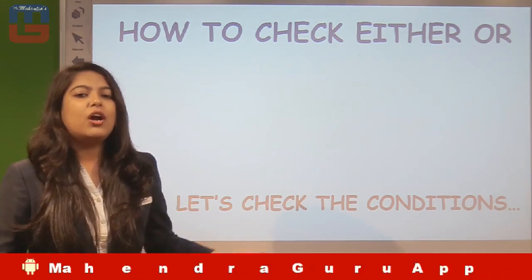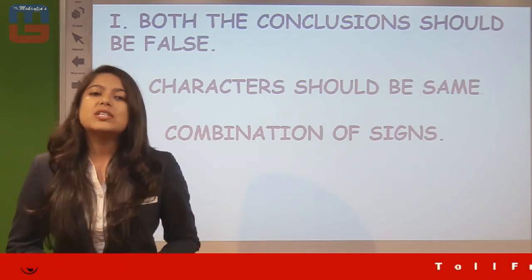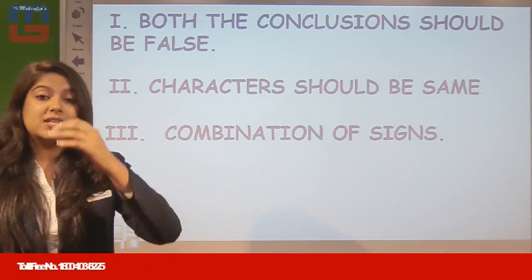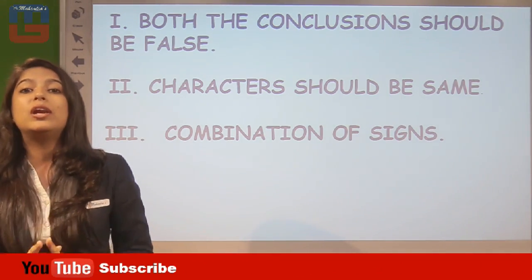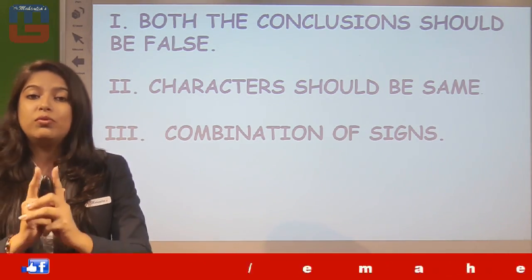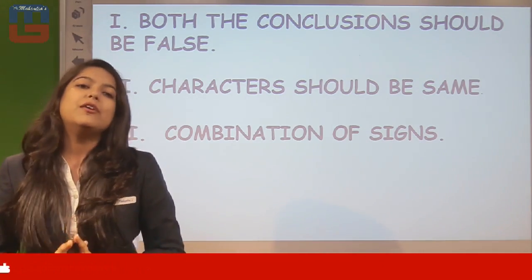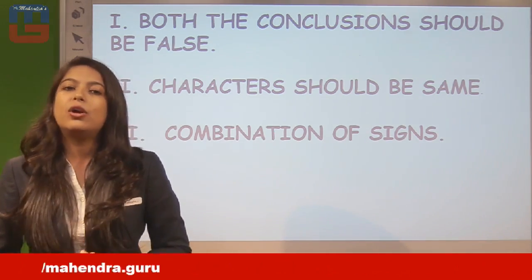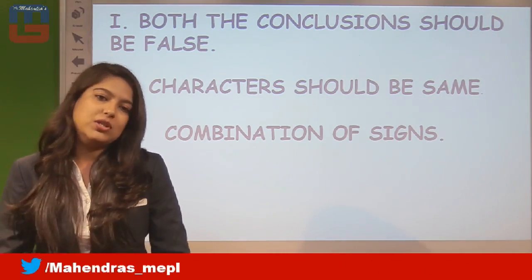For checking either or, let's check a few conditions. First of all, both the conclusions should be false. If both the conclusions are false, then only will we move forward and approach the either or conclusion. But if both the conclusions are not false, then we are not going to approach either or conclusion. So the most important part is both the conclusions should be false.